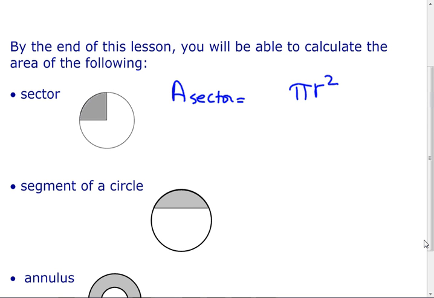So I take this, call that measurement A. In this case, it looks like it's a quarter of a circle. And I take A out of 360. That gives me the part of the circle that I want.